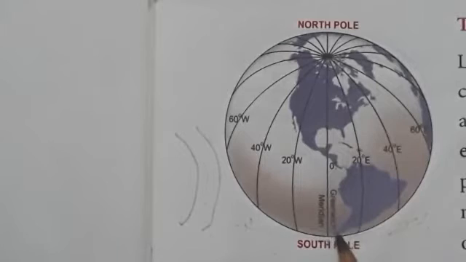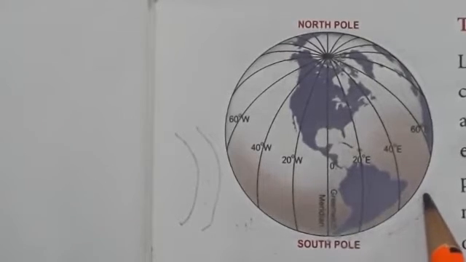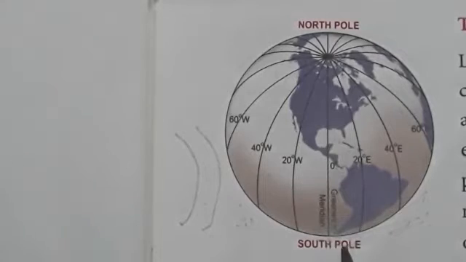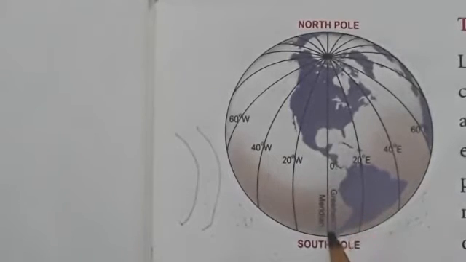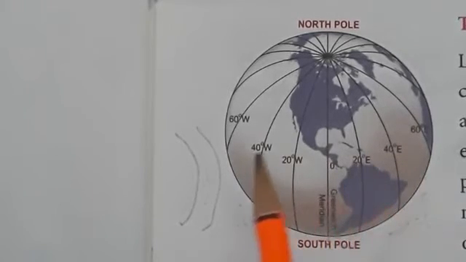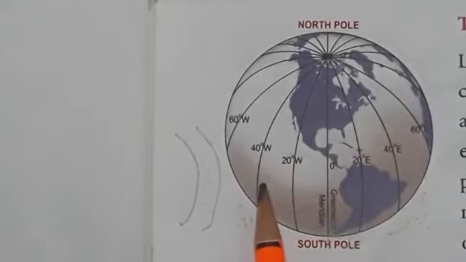Okay, so from this towards the east we have 180 longitudes, and from the 0 degree longitude we have 180 longitudes towards the west. So it divides the earth into two equal halves. The 0 degree meridian and the 180 degree meridian divide the earth into two equal halves. The eastern half is the eastern hemisphere and the western half is the western hemisphere.